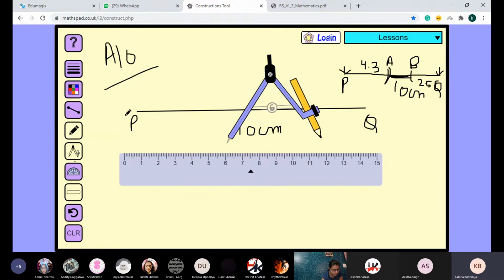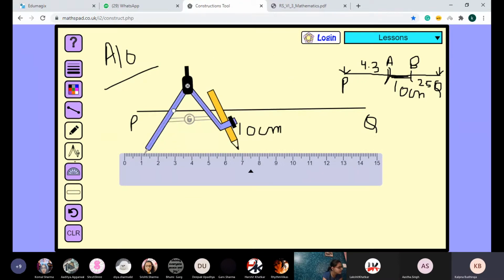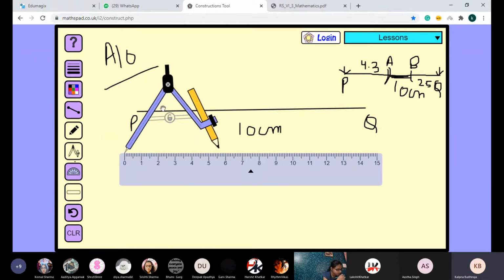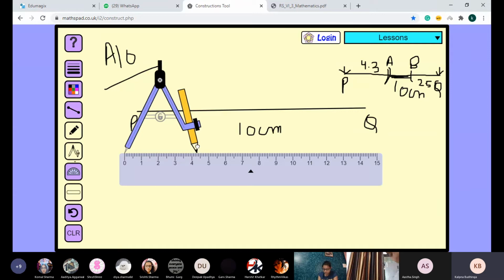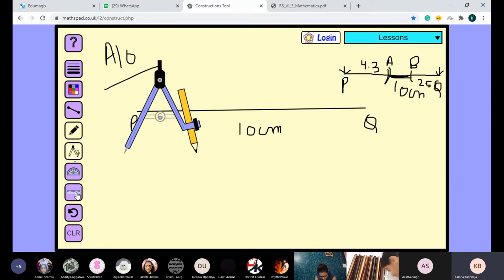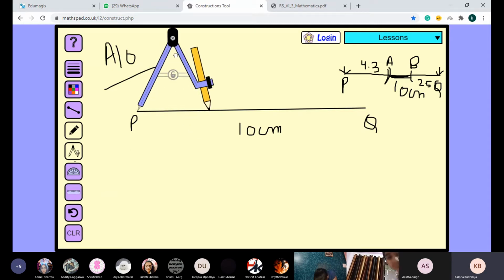Now on the scale, you will place the compass such that you are measuring 4.3. Now this 4.3 will help us in cutting the line and get point A. Asta, up to this point, is this clear to you? Yes, ma'am. Okay. Now, everyone should open the compass for 4.3 centimeter radius.